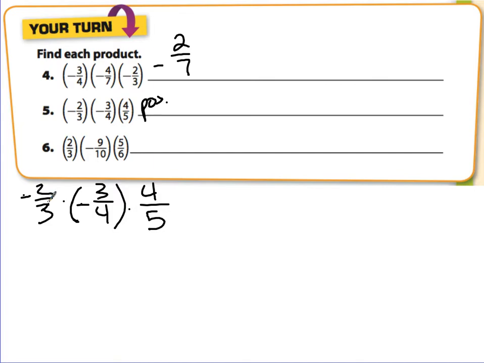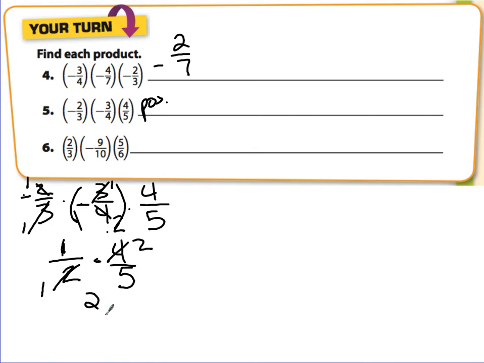All right, and then here 3 and 3, so 3 divided by 3 and 3 divided by 3. Here 2 and 4 can both be divided by 2, so I get 1 and 2. 1 times 1 is 1. 1 times 2 is 2. And I know that negative times a negative gives me a positive. So I have positive 1/2 times 4/5. 2 and 4 are both divisible by 2, so I get 1 and 2. And I get 2/5 as an answer.